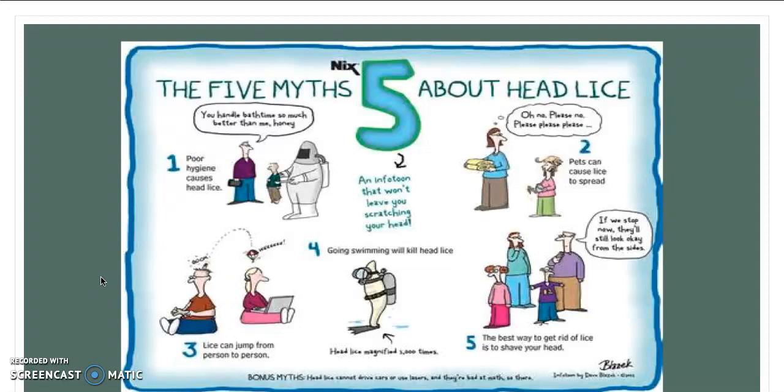And then the best way to get rid of lice is to shave your head. That's a little extreme, but no, because they can live on other areas of your body that have hair, which most of our bodies are pretty much covered in. So shaving your head is not going to get rid of lice. But I enjoyed this little myth handout, and I wanted to share it with you guys.